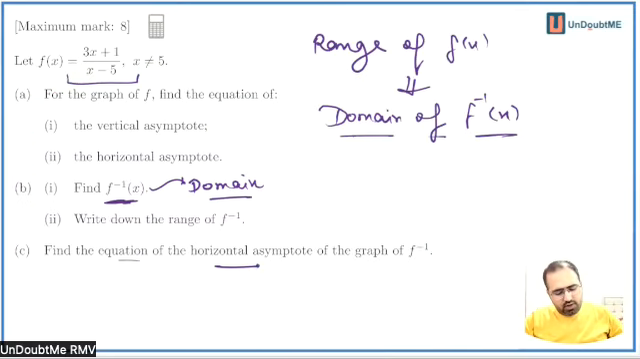Find the equation of the horizontal asymptote of the graph of f inverse. We already have the answer for this. It is just a matter of knowing the fact of what the horizontal asymptote for f inverse is.